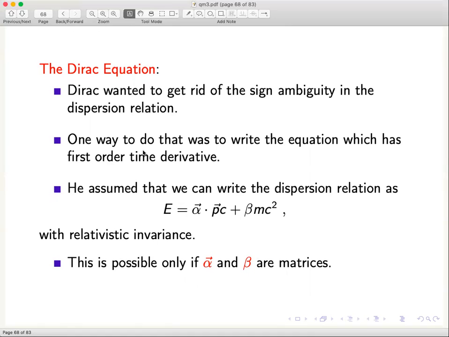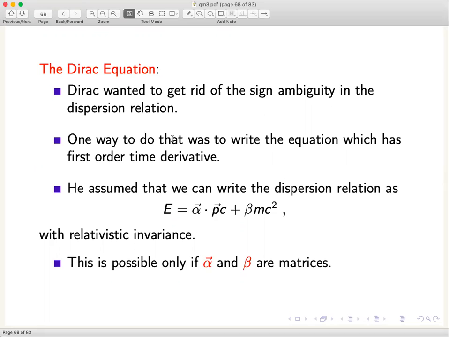So one way he thought he could do this is to write the equation in the first order time derivative form, which is a natural thing that you would think, because if you have first order time derivative, you directly get energy and you don't get E squared. So he assumed that he would write down E to be alpha dot P times C plus beta times MC squared, and of course impose relativistic invariance on the dispersion relation written in this particular form.